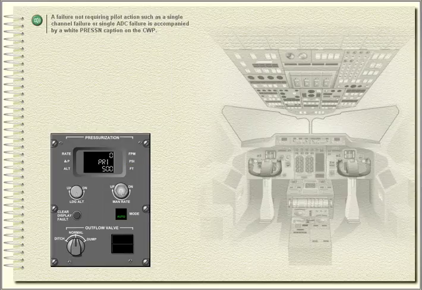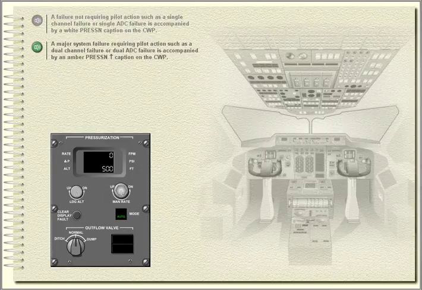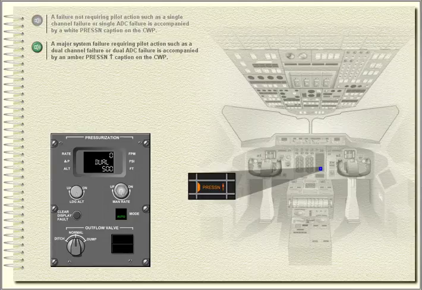A failure not requiring pilot action, such as a single channel failure or single ADC failure, is accompanied by a white pressurization caption on the central warning panel. A major system failure requiring pilot action, such as a dual channel failure or dual ADC failure, is accompanied by an amber pressurization caption on the central warning panel.